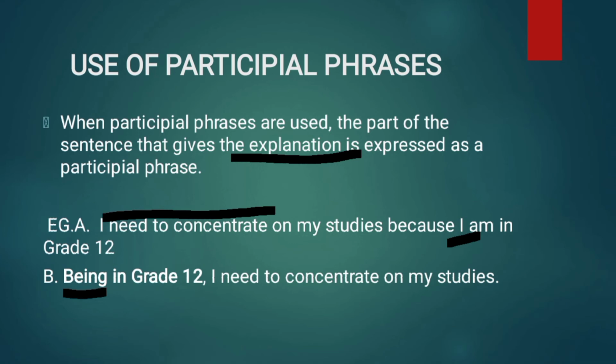Being in grade 12. Now, for participial phrases, you have started a sentence with a verb in present continuous tense. So you say "being in grade 12", you're done with this part. You put a comma. Then you ask yourself, who is in grade 12 according to the question? It's I, right? So you start with the I here. I need to concentrate on my studies. Being in grade 12, I need to concentrate on my studies. Let's look at another example so you understand better.